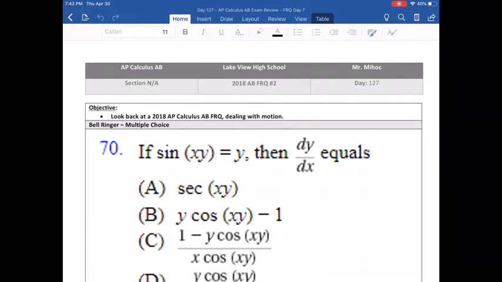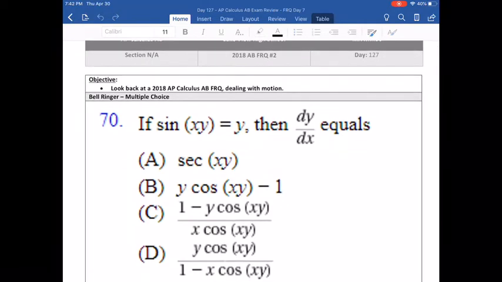With another day, we have another free response question to go over. Let's get to our warm-up first, and then we'll get to the free response question. So here we have a relation: sine of xy equals y, then dy/dx is equal to blank. So this is asking us to find the derivative of y with respect to x, given this implicit relationship in terms of x and y.